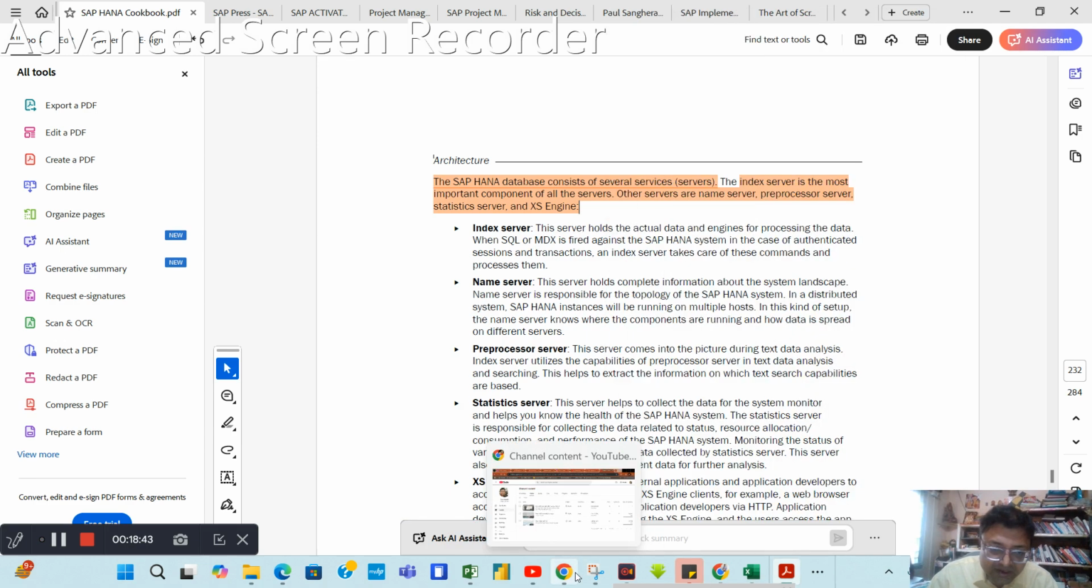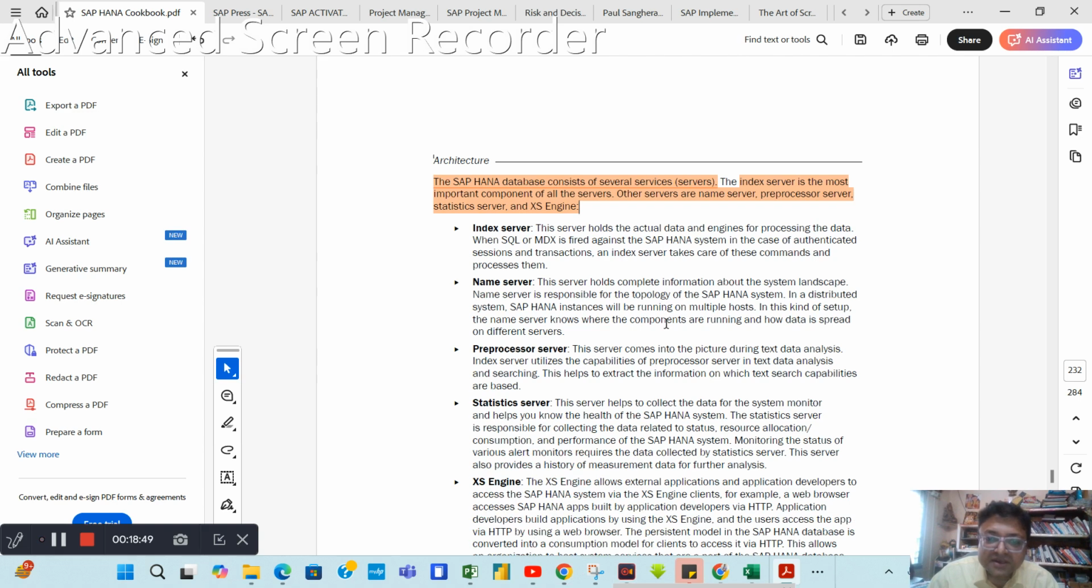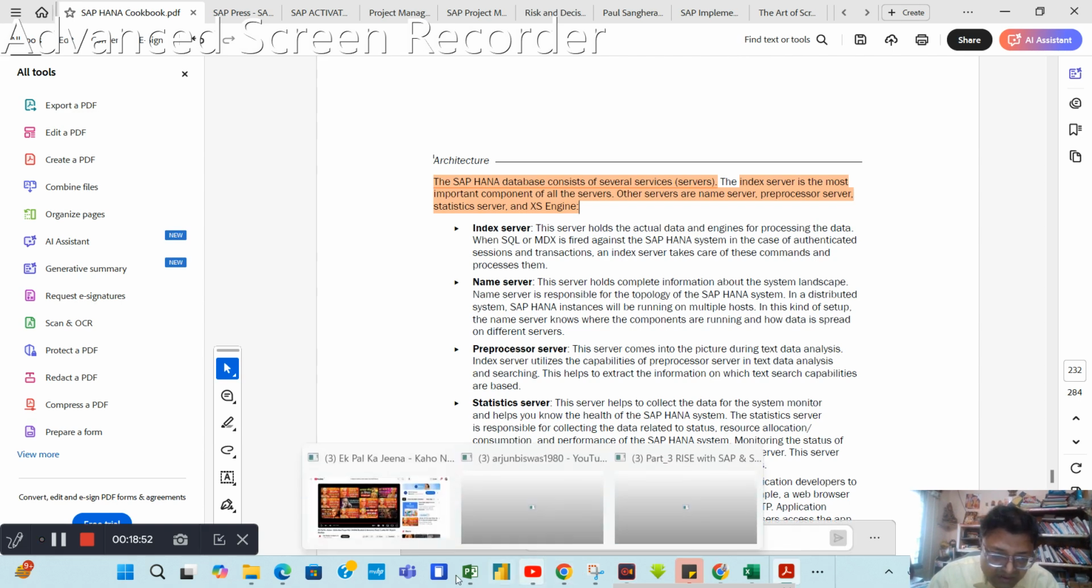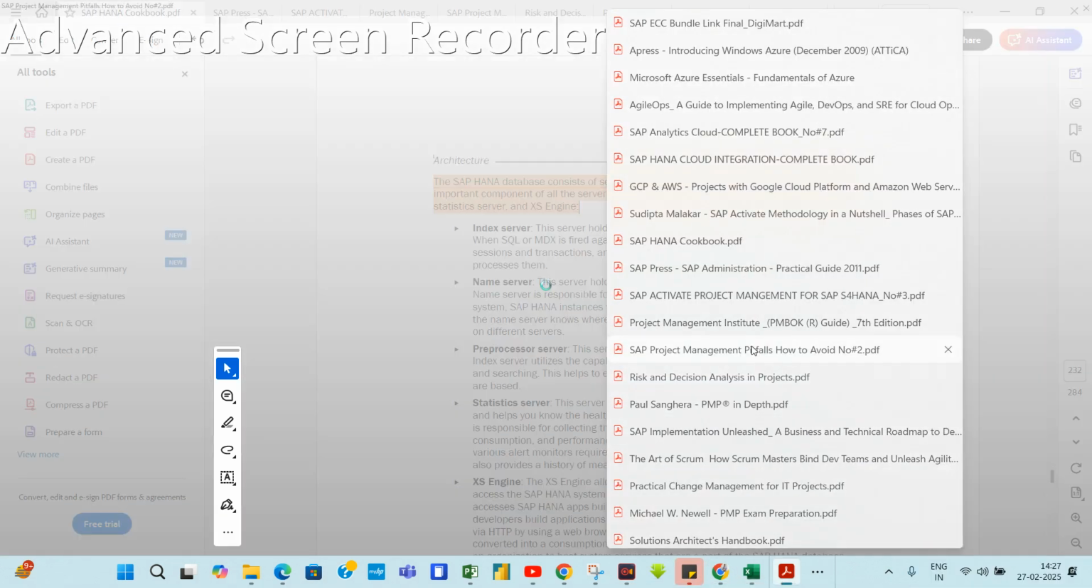This part is explained here in a little advanced way, so I will take you to the explanation in the SAP Press book, which is much easier than this explanation of the index server.